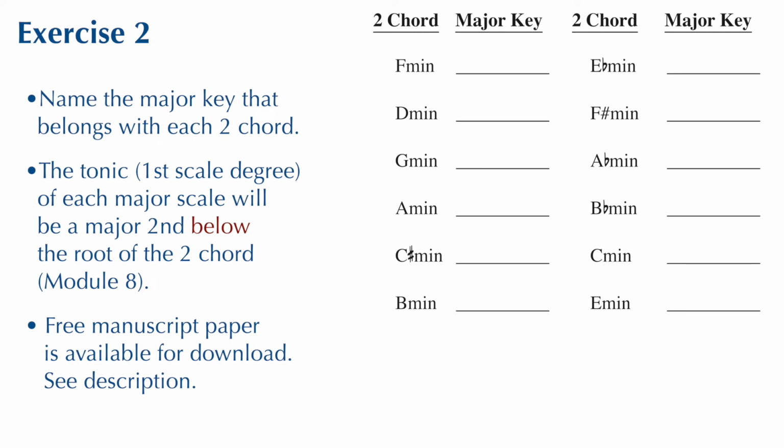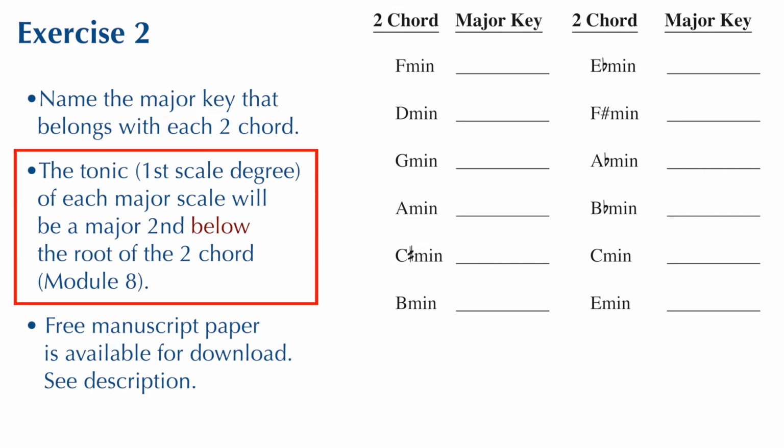At the bottom of page 80, we have this 2-5-1 exercise 2. Here you're given the name of the 2 chord of a major key, and your job is to name the major key to which each 2 chord belongs. Big hint right here. The major key is going to be a major second below the root of the 2 chord.